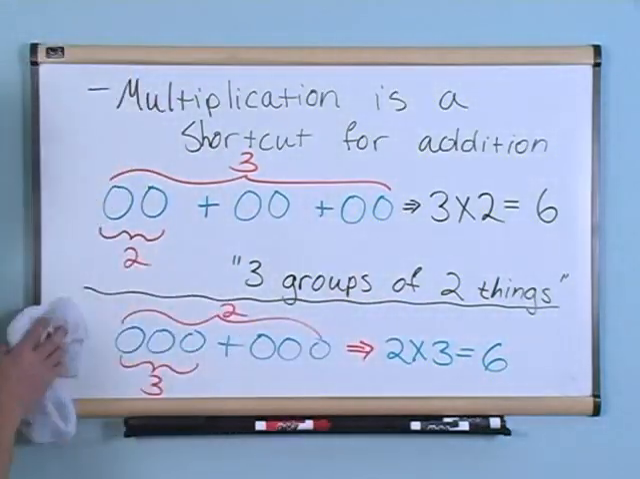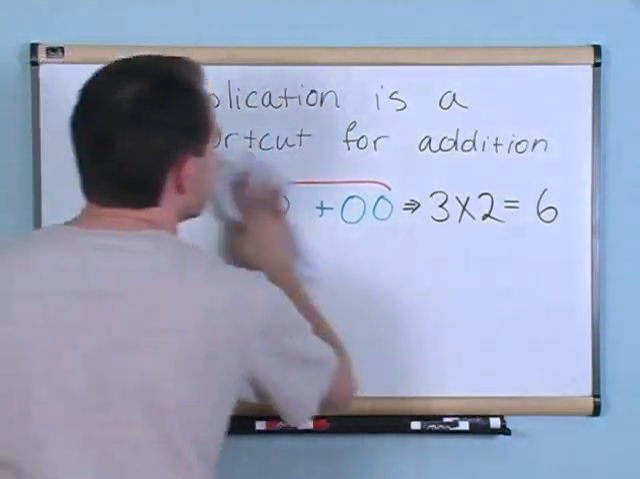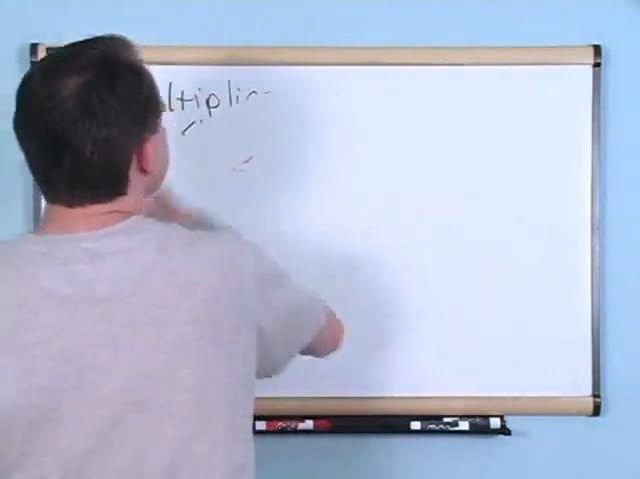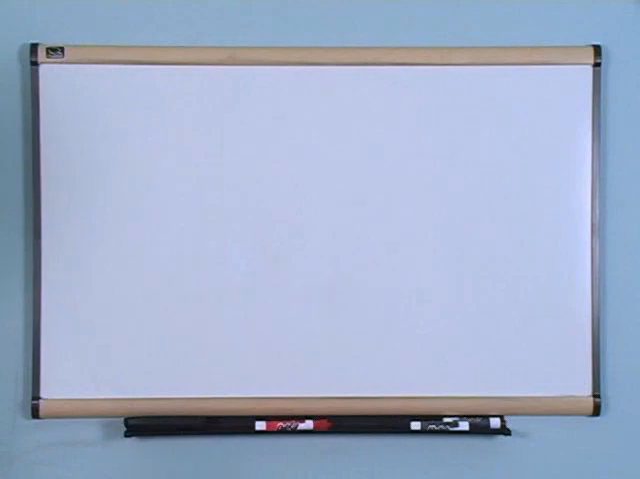Okay, so what we're going to do next is I'm going to show you another example of what multiplication really is. And you can see that all we've done here is create a shortcut for addition. That's all it is. And you basically just have to remember them, okay?